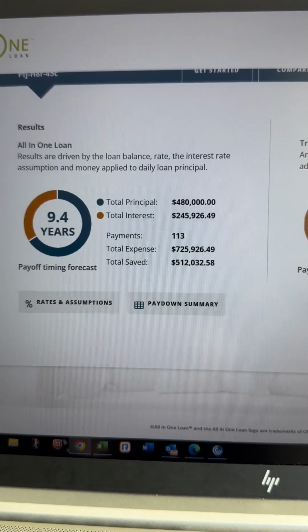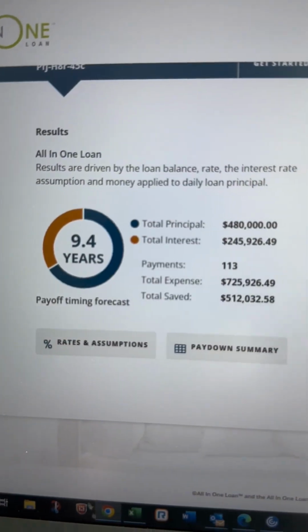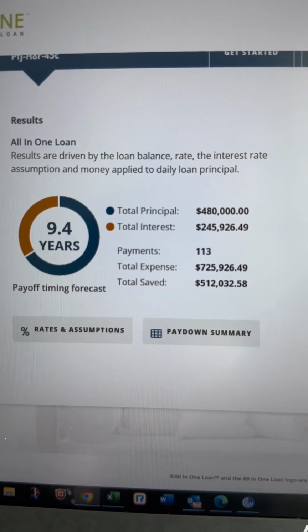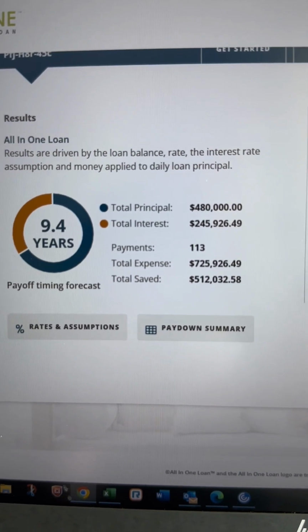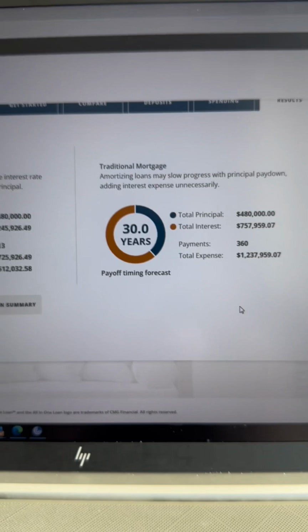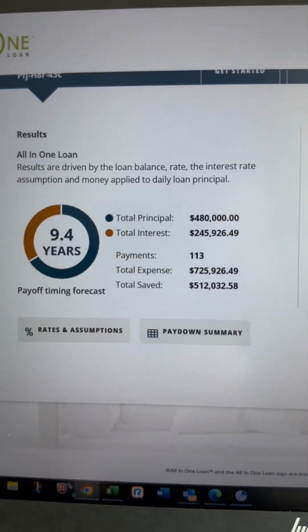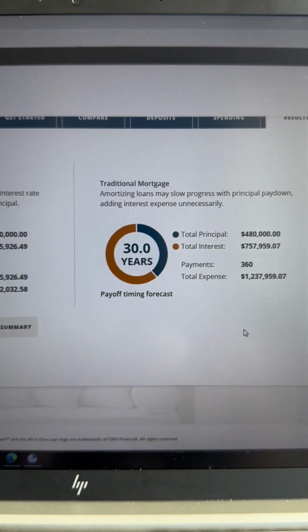I mean, you're not going to make that much money putting the money into a savings account in 9 years, saving over 500 grand. I don't think there's anything like it. So anyway, this is the all-in-one loan, and I love it. Let me know what questions you have.